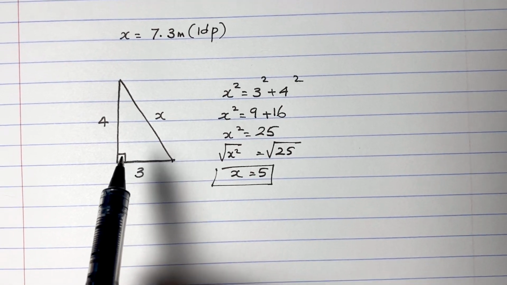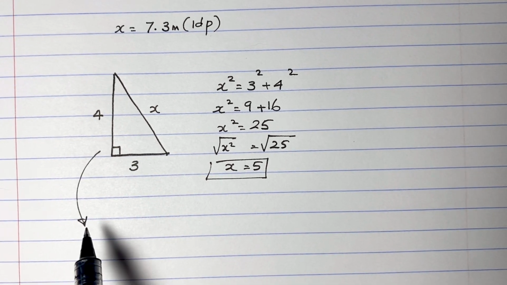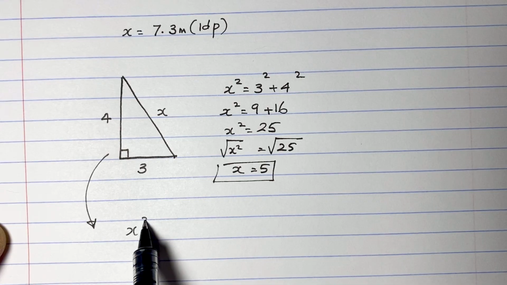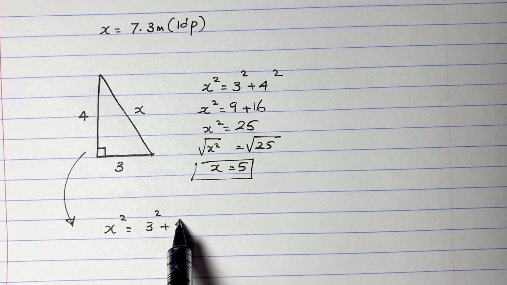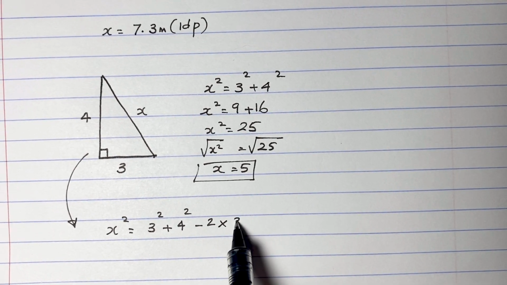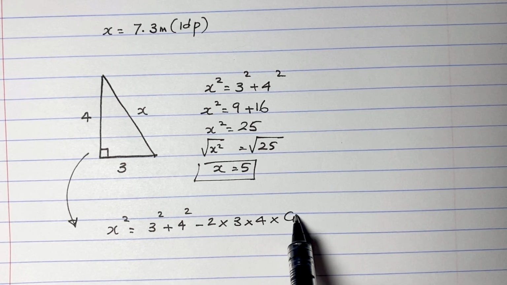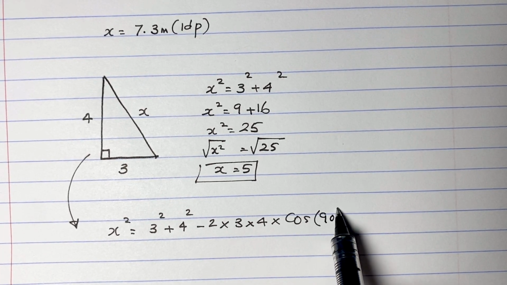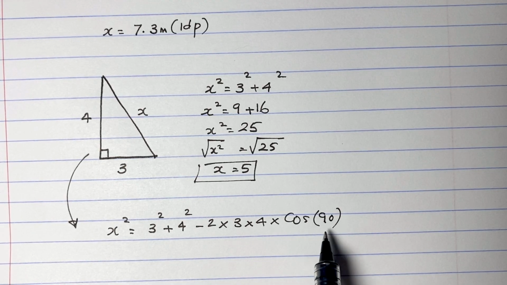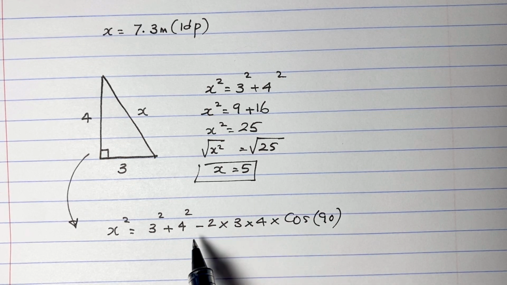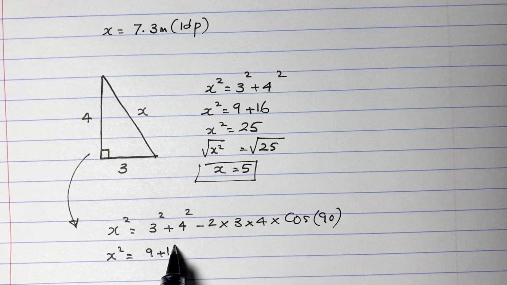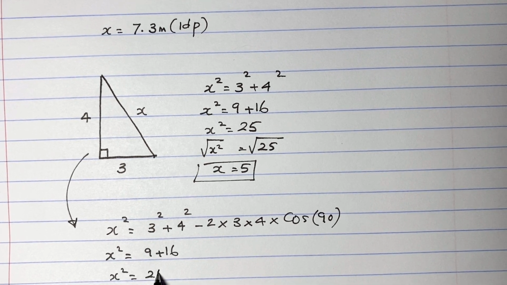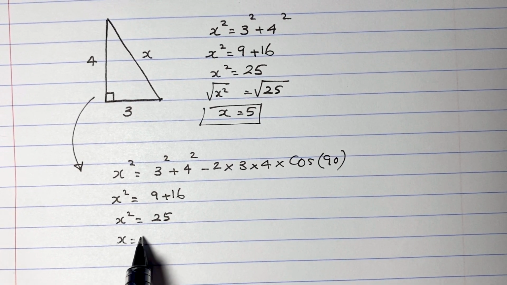Now, let me use the cosine rule on that one. Using the cosine rule, x squared equals 3 squared plus 4 squared minus 2 times 3 times 4 times cos of the angle between them, which is 90 degrees. But cos of 90 degrees is 0. Or if you enter that in the calculator, it will give you x squared equals 9 plus 16, which gives you 25. And when you take the square root, x would be 5.